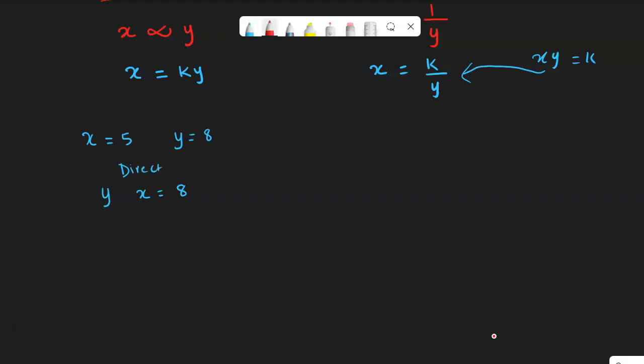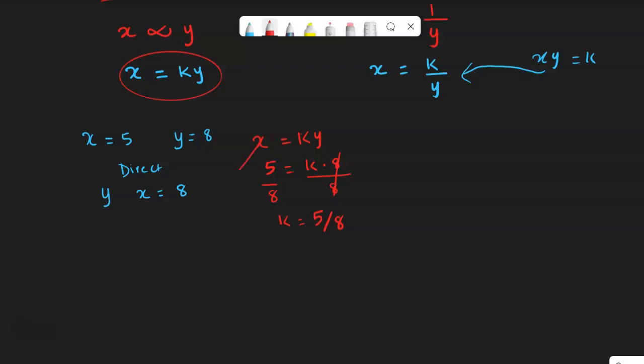Let me write this expression. If it is direct variation, x is equal to ky. It is simple to solve this kind of direct and indirect variation problem. You have x and y here, plug them back into this expression: x equal to 5 and y equal to 8. So you can write 5 is equal to k times 8. To find k, eliminate 8 on both sides. So k is equal to 5 over 8.